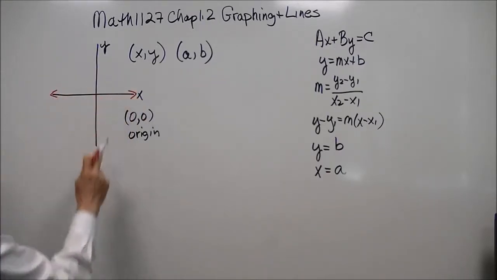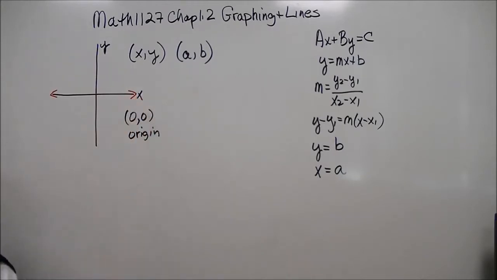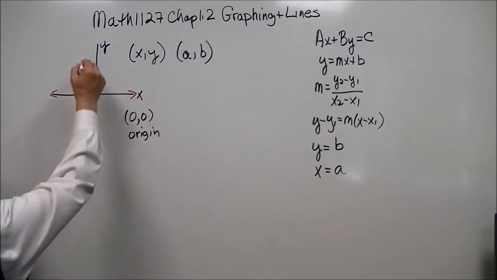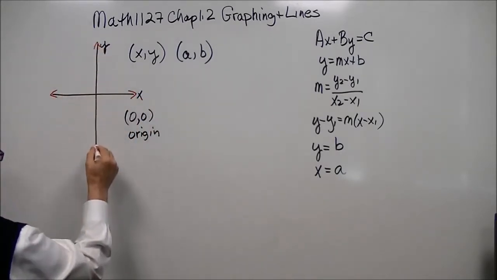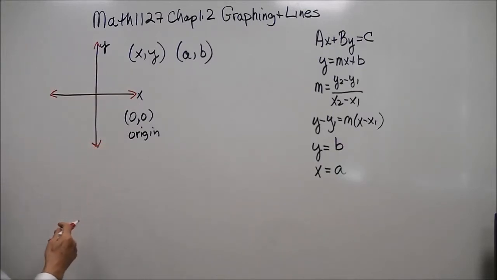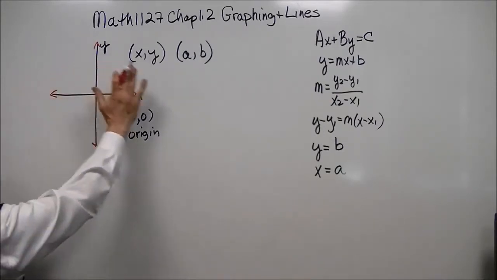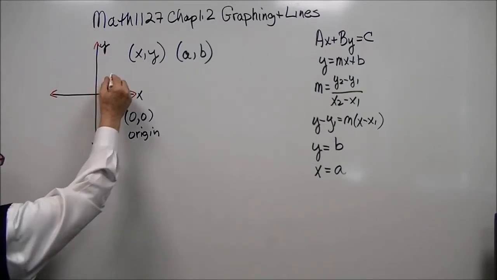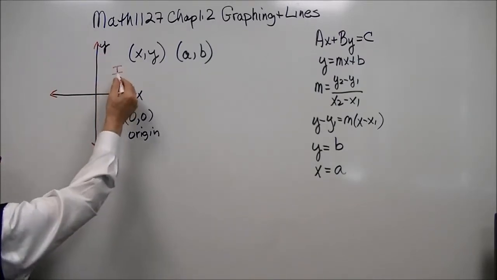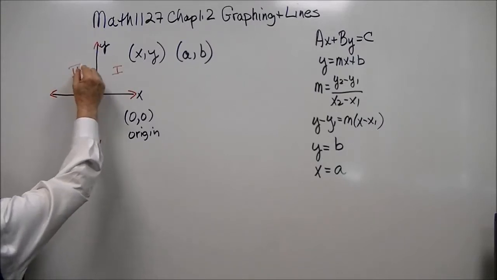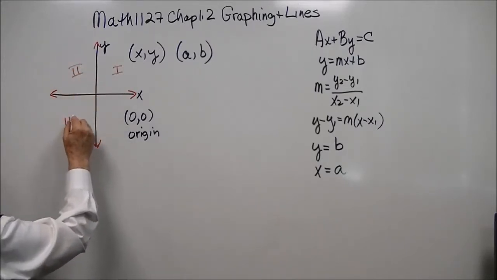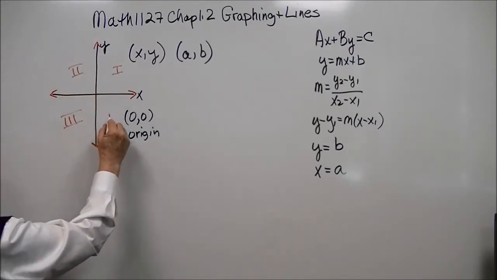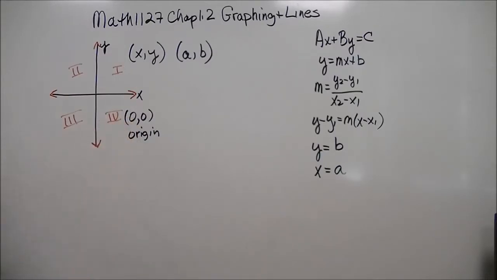One, a horizontal line, which we call the x-axis. The other, a vertical line, which is called the y-axis. We then divide the plane into four regions. This is called the first quadrant, the second quadrant, third quadrant, and the fourth quadrant.